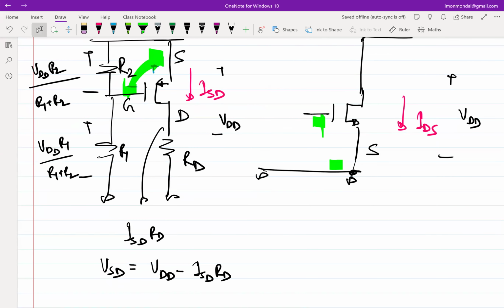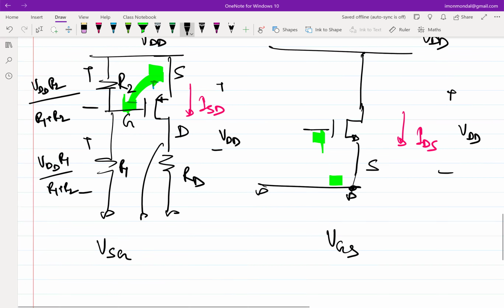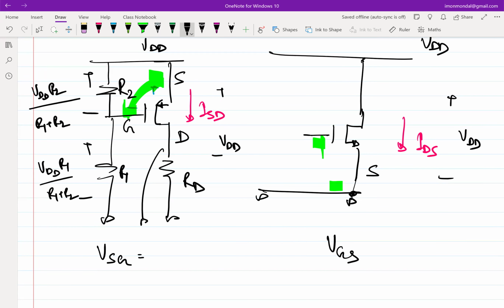So what are we saying? What equivalence are we trying to draw? We have to ensure VSG should be equal to VGS. Correct? So what is VSG in case of the PMOS circuit on the left? This is VDD times R2 by R1 plus R2. Correct?